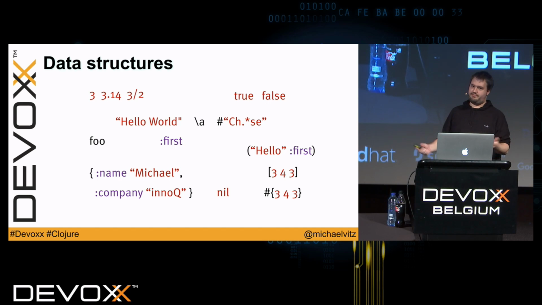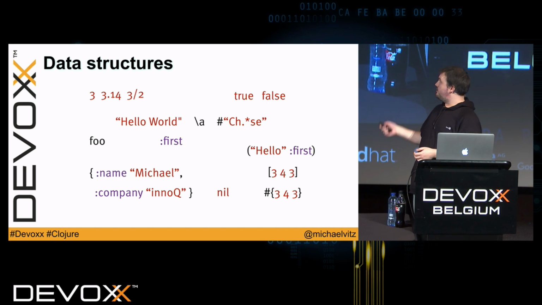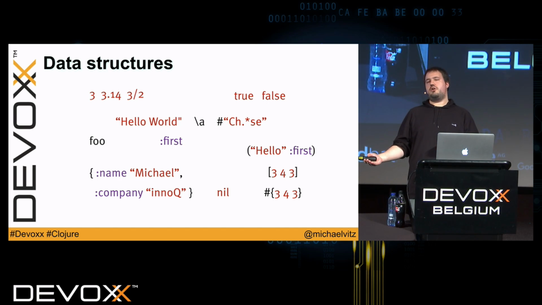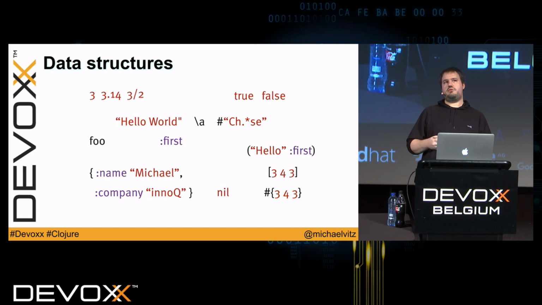Nil is null, of course. And because I mentioned booleans, basically everything in Clojure is true except false and nil. So you can use nil to detect the false branch in an if, for example.